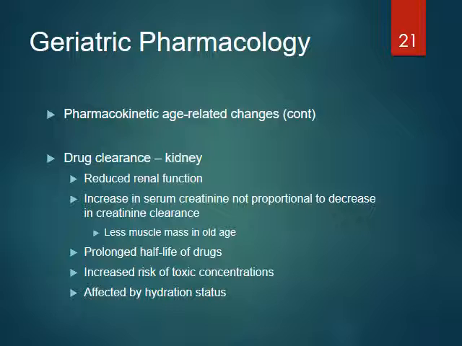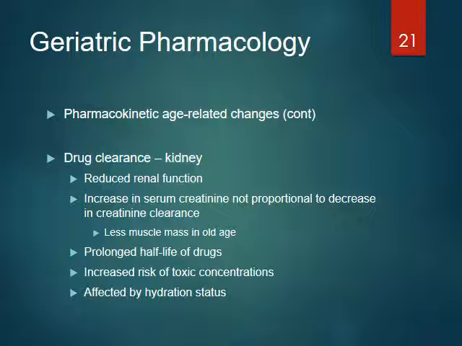Not only that, but you have patients who have dramatically less muscle mass that can affect it as well. So say, for instance, if you have someone who had, say, a below the knee amputation, they have a lot less muscle mass in order to actually produce creatinine, which can, again, give you a falsely elevated function. But keep in mind that when you have reduced renal function, you're going to see a prolonged half-life of many medications, an increased risk for toxic concentrations leading to lots of adverse effects.